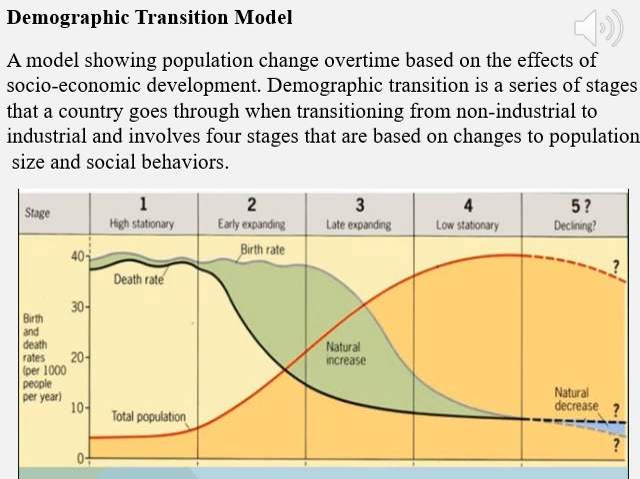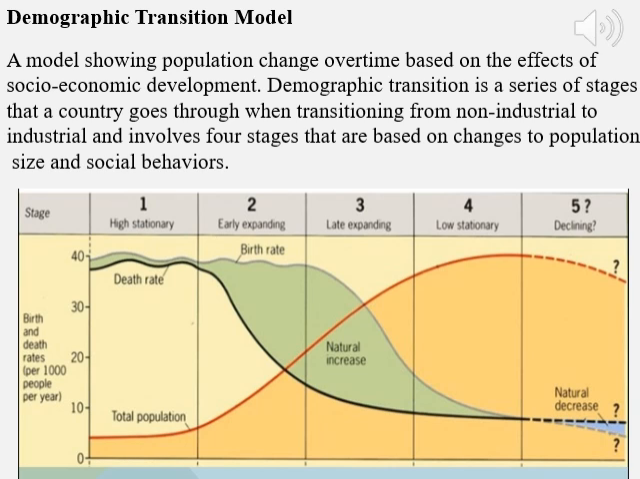Stage 2 is a transitional stage. Most developing countries are in this stage, characterized by high birth rate, and the death rate begins to drop rapidly due to improvement in the food supply, health care and sanitation. So the rate of natural increase begins to be high and there is a rapid population growth.